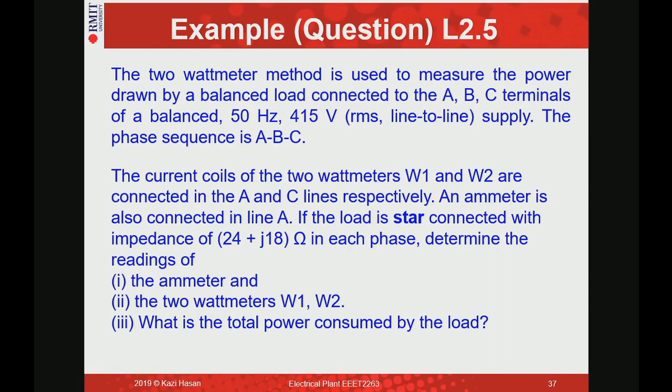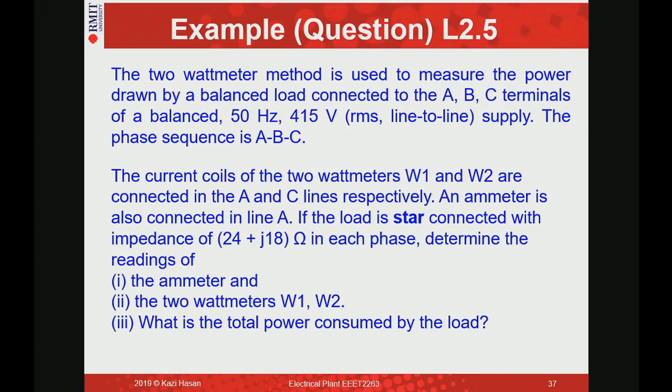So what it is asking actually, because you have connected two wattmeters, and you know in a wattmeter the current coil is always connected with one of the phase currents. So it is asking what is the ammeter reading. It is asking actually the line current. Your line current will be your ammeter reading.